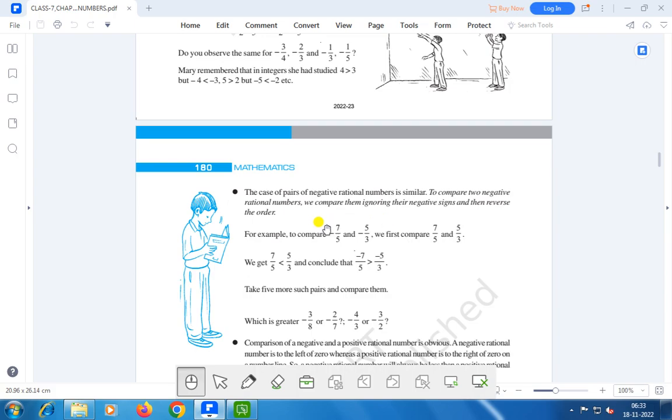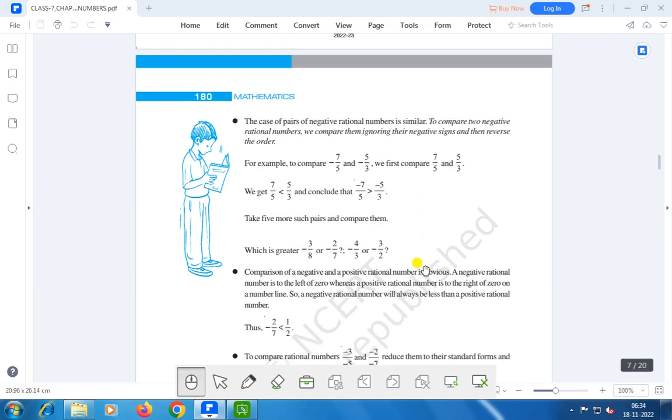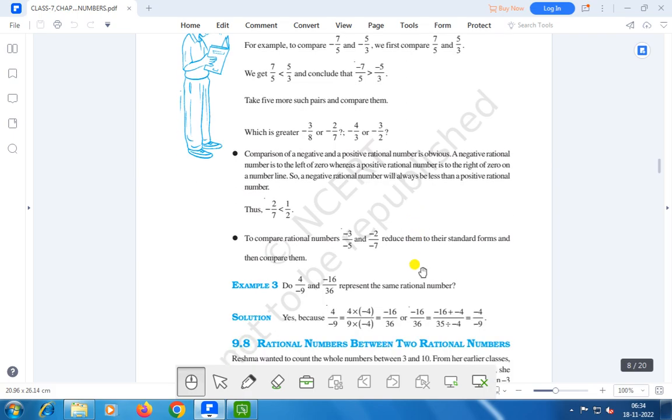To compare two negative rational numbers, we compare them ignoring the negative signs and then reverse the order. For example, to compare minus 7 by 5 and minus 5 by 3, we first compare 7 by 5 and 5 by 3. That is, we get 7 by 5 is less than 5 by 3 and conclude that minus 7 by 5 is greater than minus 5 by 3. Right? Take 5 more pairs and compare them.